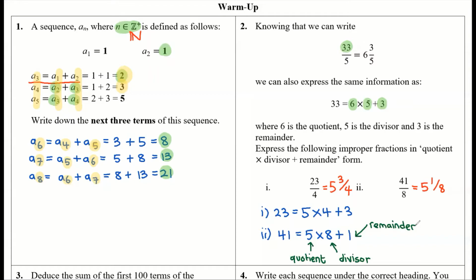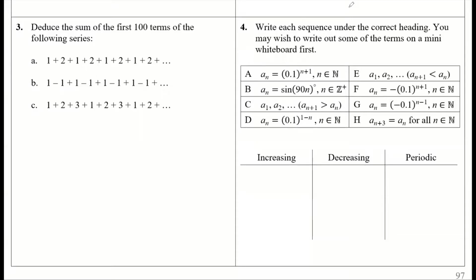Let's have a look at question 3 now. So question 3 is rather interesting. We have to find the sum of the first 100 terms of the following series. Now notice that these are not typical arithmetic series. We can deduce the pattern visually, but they don't have a consistent common difference. There's different ways to think about this. I'm just going to show you one technique. You might have your own technique for doing this, but we'll talk about it perhaps in a few minutes.